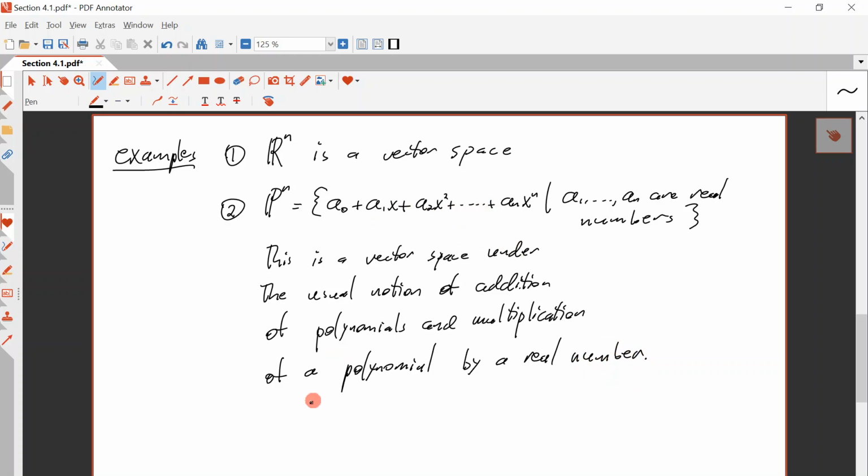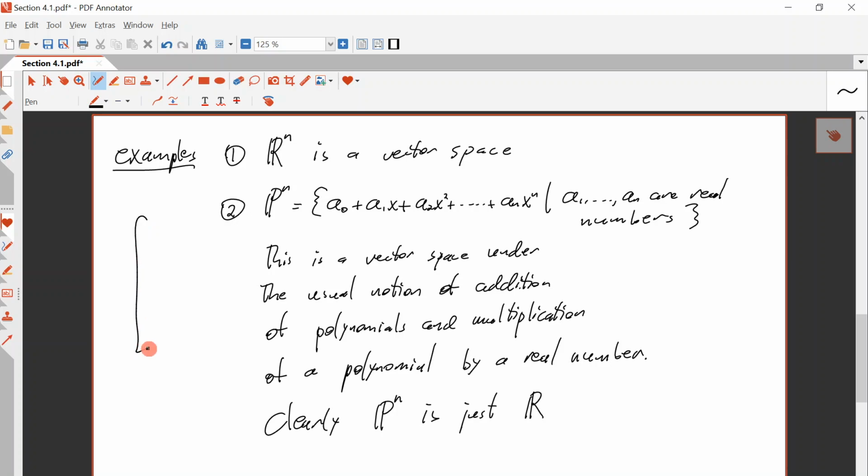And clearly this is Pn, which is just which vector space? R what? Think about it for a moment. So you have this real number, this real number, this real number in the 0 spot, this real number in the 1 spot, this real number in the 2 spot, this real number in the n spot.